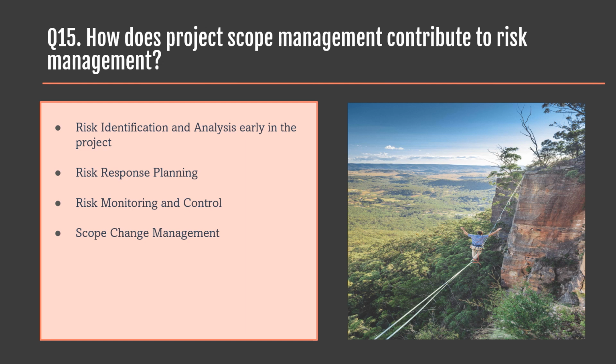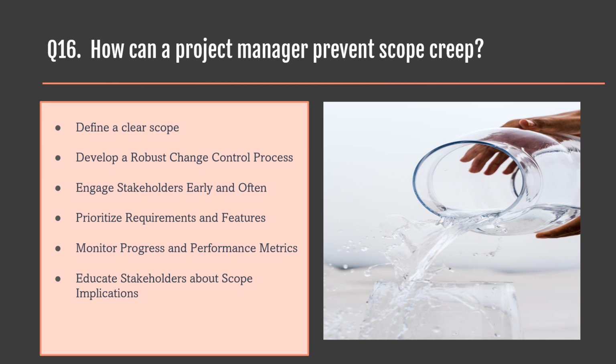Effective scope change management is crucial for risk mitigation. The project team ensured that any scope changes went through a formal change control process. By integrating project scope management with risk management, the project manager could proactively address potential risks associated with the app development project.